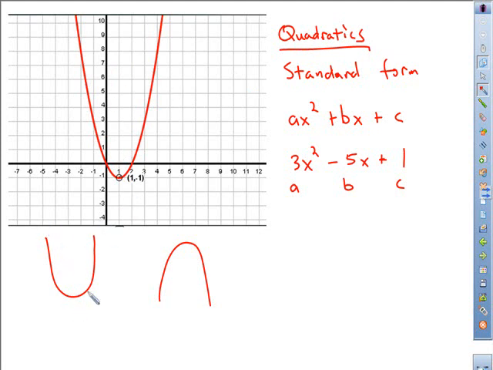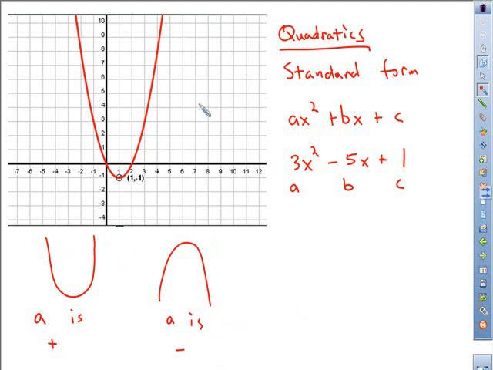This parabola will be happy when a is positive. When a is negative, the parabola is going to be sad. So that's an easy way to remember when the parabola is happy and sad. If a is positive, positive means you're happy. If a is negative, if you're negative, then you're sad. So that's when the parabola is happy, and when it's sad.